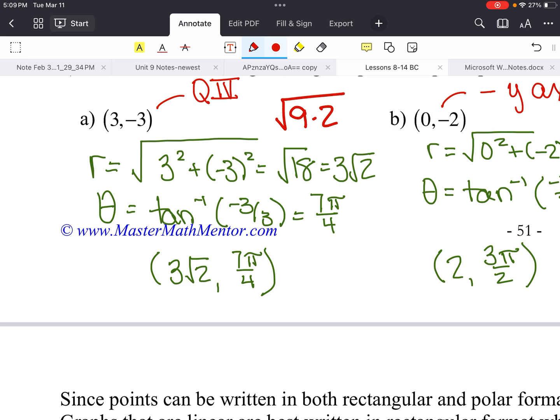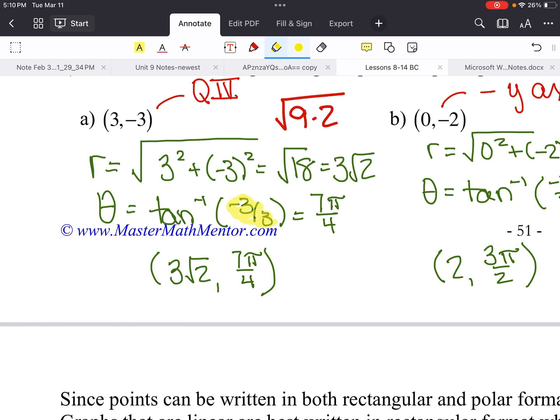One thing to watch out for on these is what quadrant are you in? Because there are 2 angles that have a tangent of, well, any number you can think of for a tangent. You've got 2 different angles that have that. So the point 3, -3 is in quadrant 4. So I'm going to need an angle that's in quadrant 4. So I'm looking for an angle between 3 pi over 2 and 2 pi.